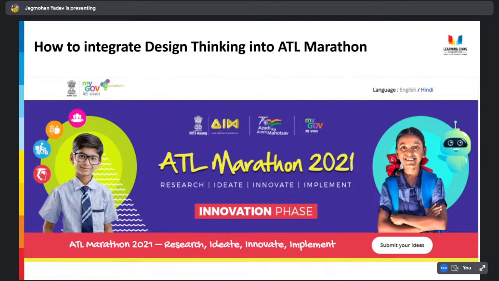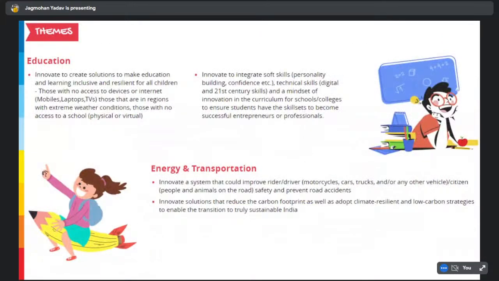This year also they are conducting this marathon, and they have different themes where you're going to innovate and give some solution for this marathon. So now let us first see what themes are available for this year, and how we can use this design thinking approach to generate solutions for these problem statements.